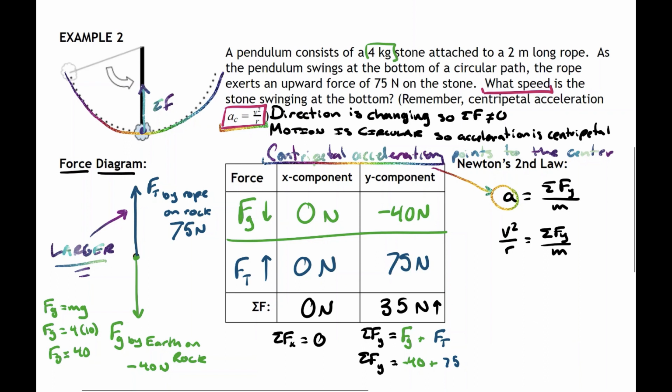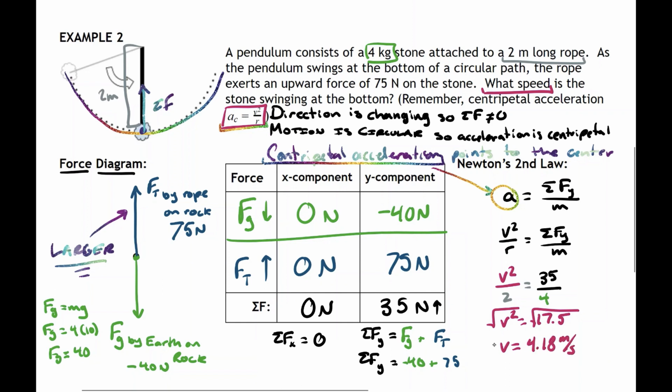We're told the mass is 4 kilograms. The rope is 2 meters long. That becomes our radius. We know the net force is 35 newtons, and we're trying to figure out the velocity. So let's plug in the variables that we know. If we multiply both sides by 2, we find that the velocity squared is equal to 17.5. In order to find the speed, we'll have to take the square root of both sides. This will show us that the velocity, or the speed at the bottom of the circular path, is 4.18 meters per second.